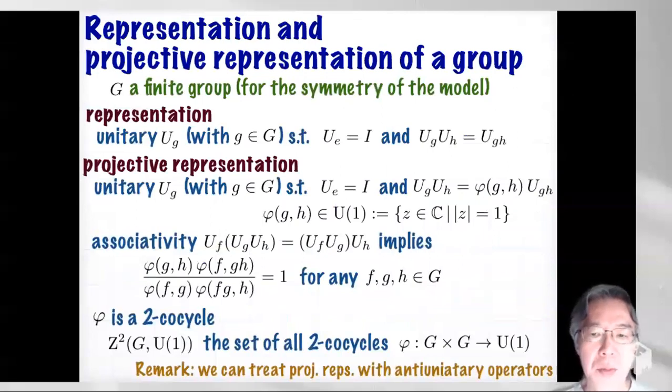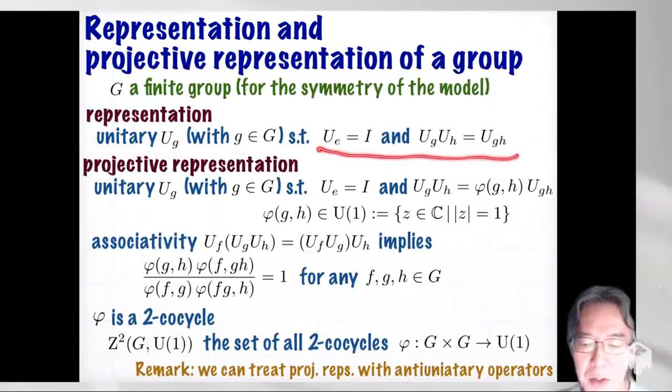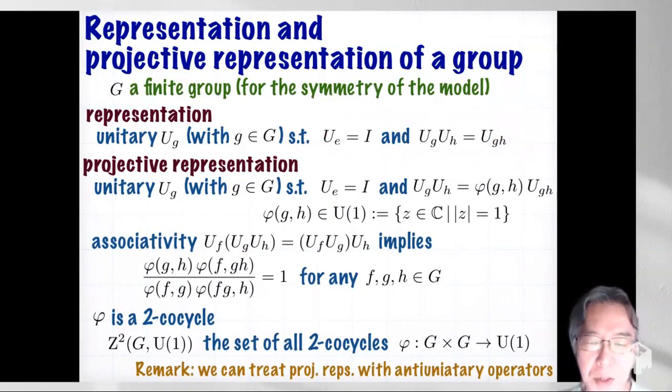I assume that you know what a group is. Let G be a finite group, and this will describe the symmetry of our quantum mechanical model. I also assume that you know what a representation of a group is. A representation is a collection of unitary operators, U_g, indexed by g, the group element, that satisfies these relations. Of course, gh denotes the group multiplication. In this part 2, I use mathematicians' notation, so actually these are operators, but I drop these hats.